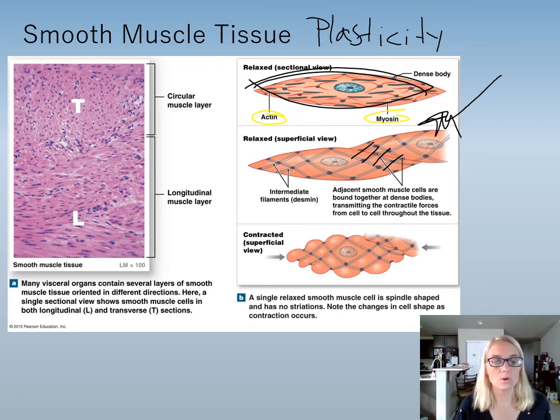Okay, so that wraps it up. So not a lot of characteristics for smooth muscle, but just enough to see the differences between smooth and skeletal muscle. All right, that's it. We wrapped up chapter 10.